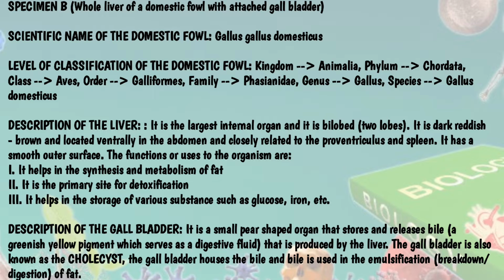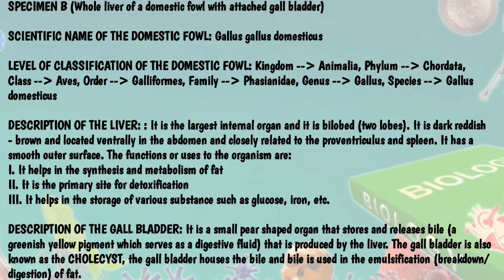The liver is dark reddish brown in color and is located ventrally. Ventrally simply means at the front, not at the back. In the abdomen, it is closely related, very close to the proventriculus and the spleen. The proventriculus is the first part of the stomach of the domestic fowl, and it is the part that is closer to the gizzard. Then you have the spleen. The liver has a smooth outer surface. When you touch the liver, it is so smooth on the outer portion.